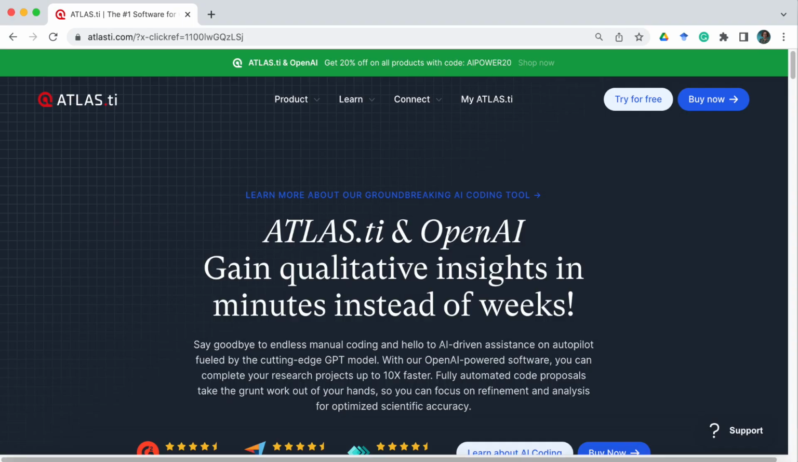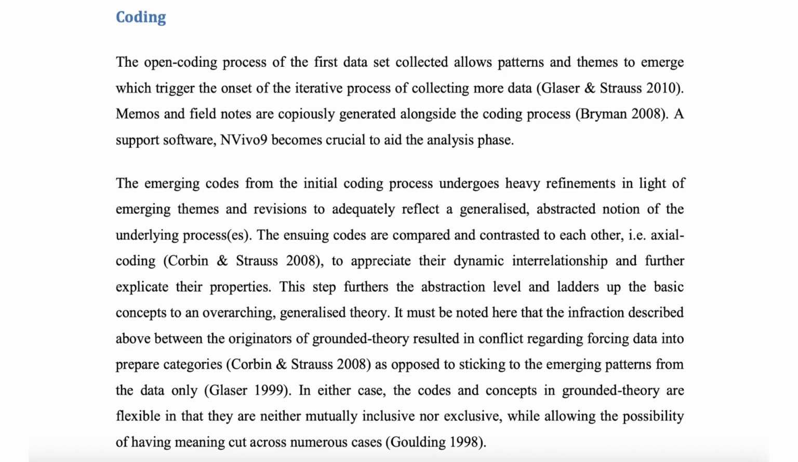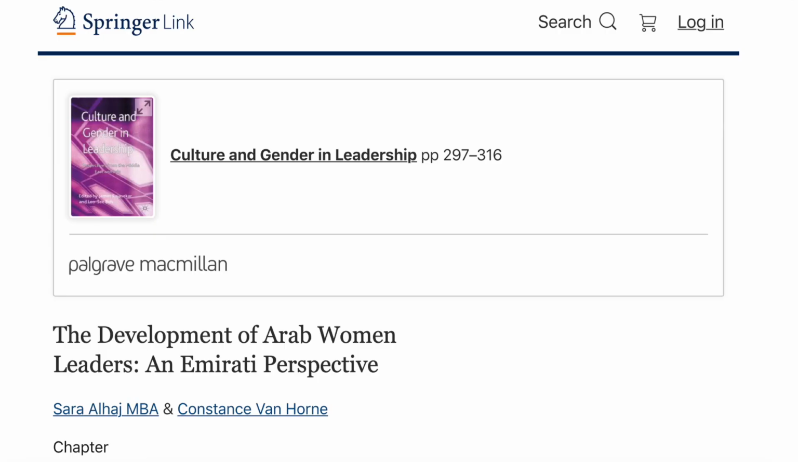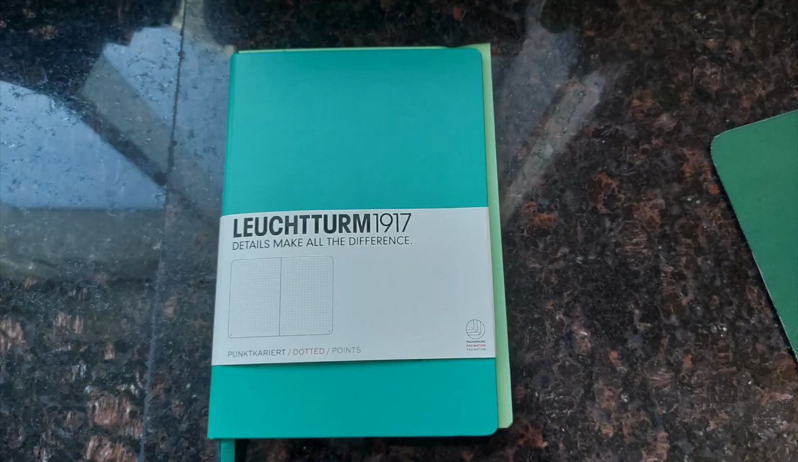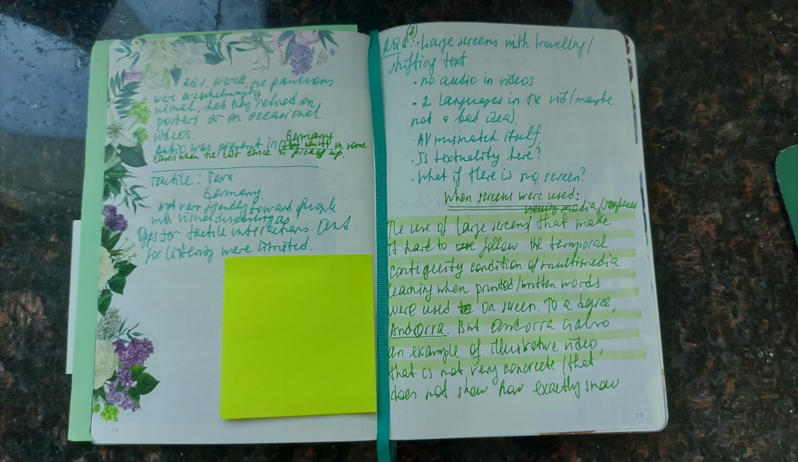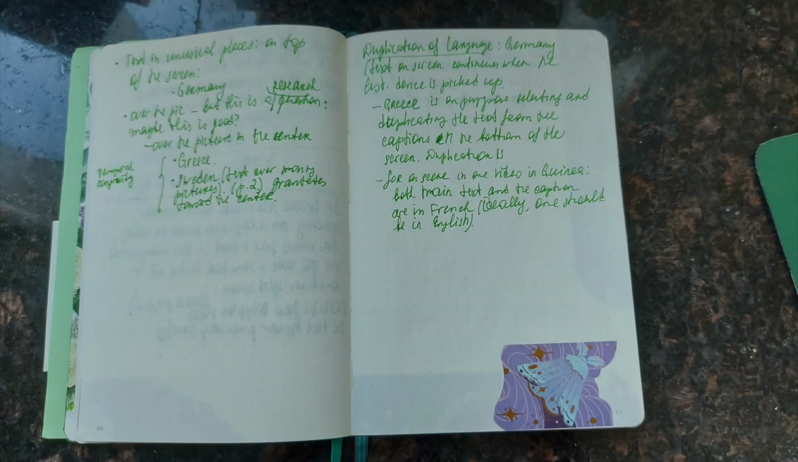There are several computer programs, such as Atlas.ti and NVivo, that help us analyze the data. For example, NVivo was used by Sarah Al-Hash and Constance Van Horn in their 2013 paper about the development of leadership skills in young Emirati women. I prefer analyzing data on paper using color coding. While we are coding, we also tend to write several memos that are more like first drafts of our findings section. I do both handwritten and typed up memos.